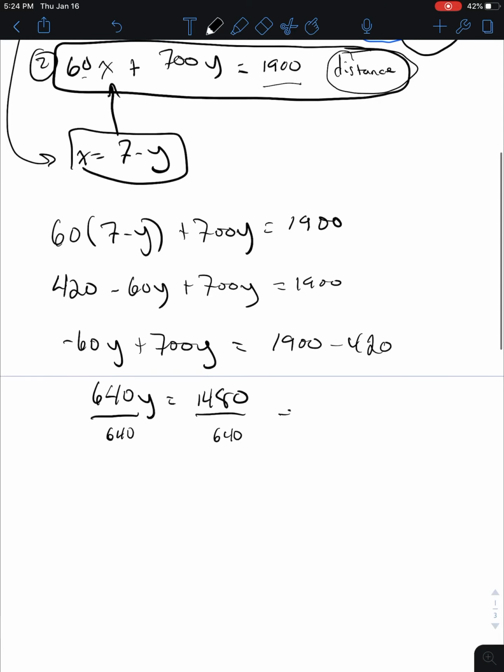And then y is going to be equal to... We might need the calculator for this one. I got my phone. It's going to be like 2.4 or something. It might be 2.5. 1480 divided by 640 is going to be like 2.3. Oh, I was really close. Did we do this right?